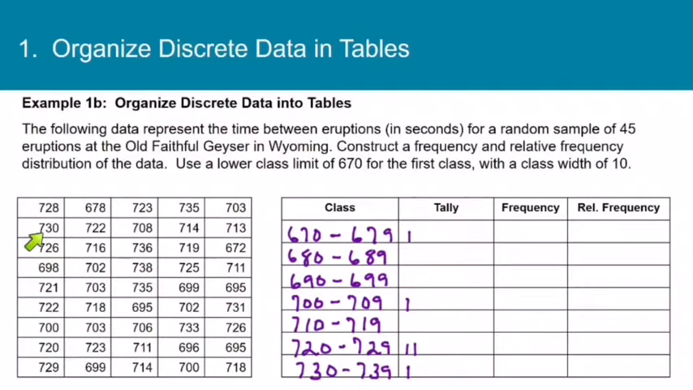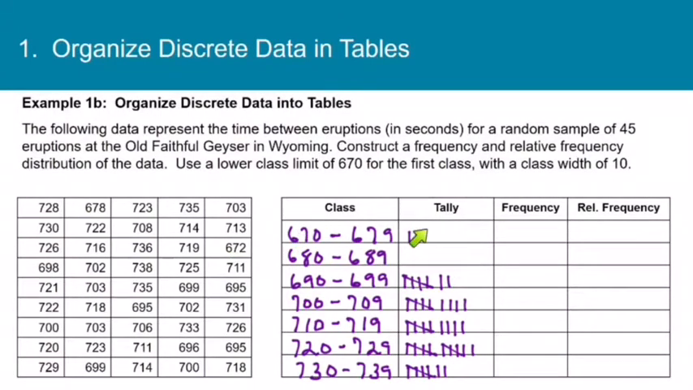Now we have 730, 722, 708, 714, 713, and I'll do one more row with you. 726, 716, 736, 719, and 672. Now I'm going to let you do the rest of them.